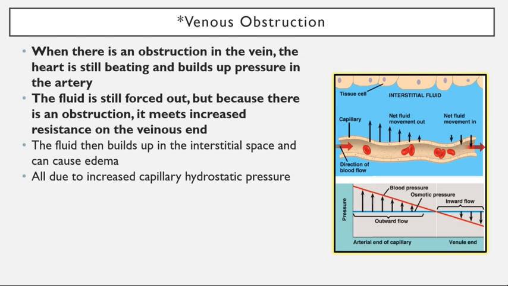Okay, so what is this? Venous obstruction. This is one of the types of increased hydrostatic pressure where there's an obstruction in the vein. I gave this example a little bit ago. There's an obstruction in the vein, the heart is still beating, and it builds up pressure in the artery. The fluid is still forced out because there's increased resistance at the venous end, right? I already went over this, and it's all due to increased capillary hydrostatic pressure.